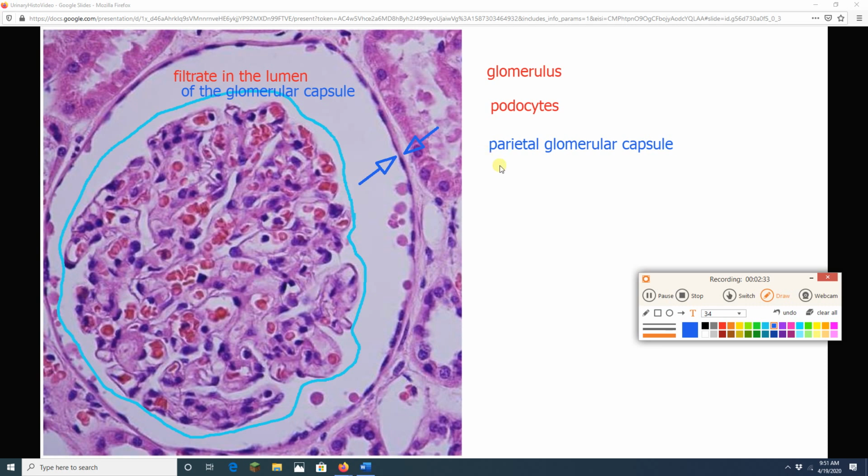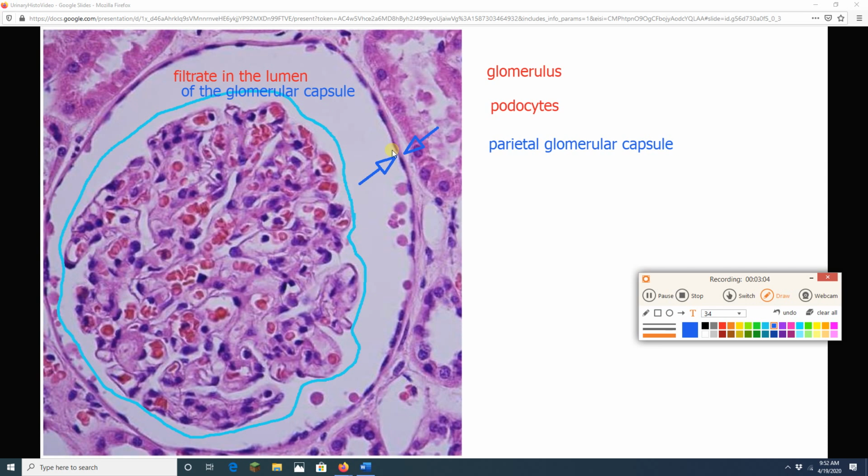So, let's recap some things. On this picture, we're looking at the renal cortex, so the cortex of the kidney. We are seeing a glomerulus, this ball of fenestrated capillary plus podocytes. And this is where filtration happens. We turn blood into this fluid called filtrate. The filtrate will be in this lumen of the glomerular capsule. And eventually, the filtrate is going to turn into urine.